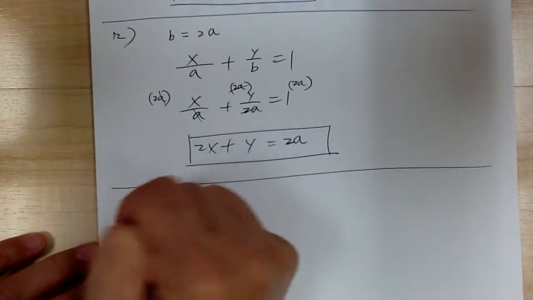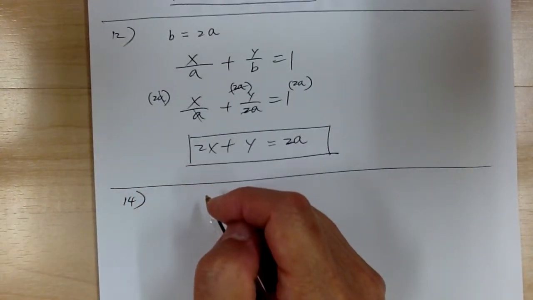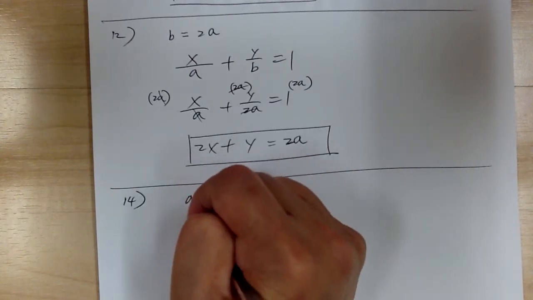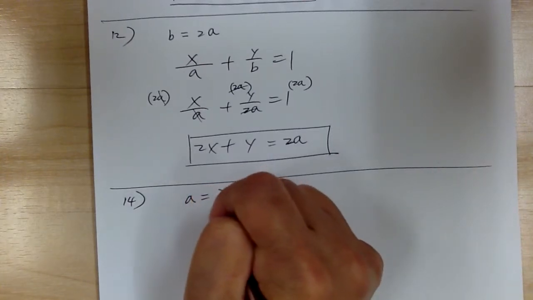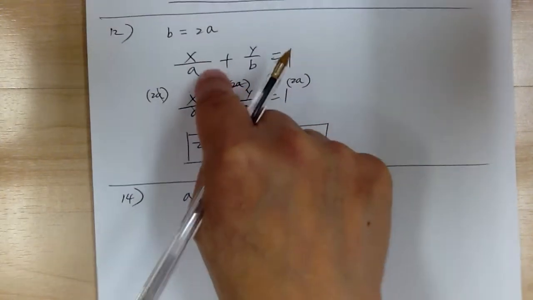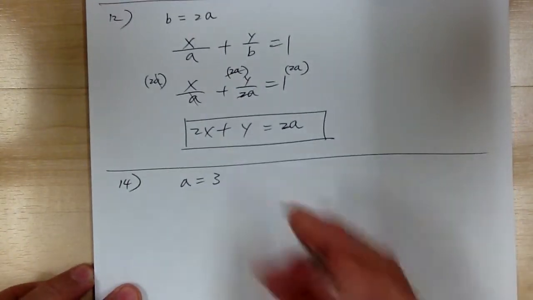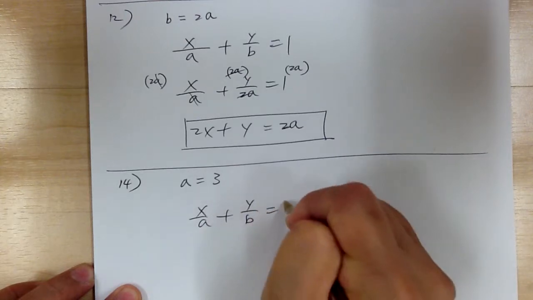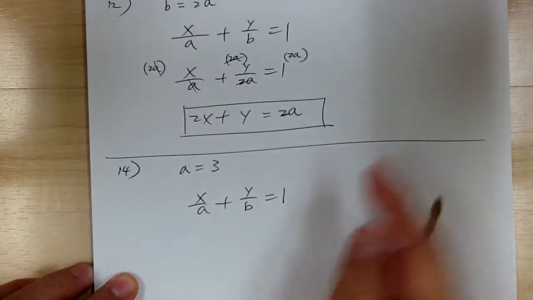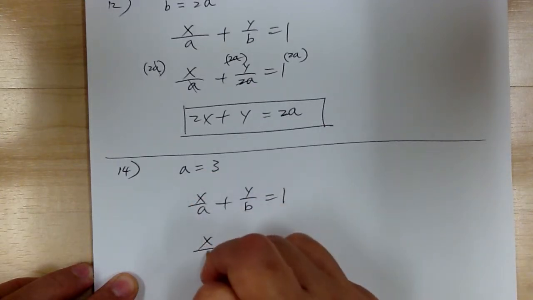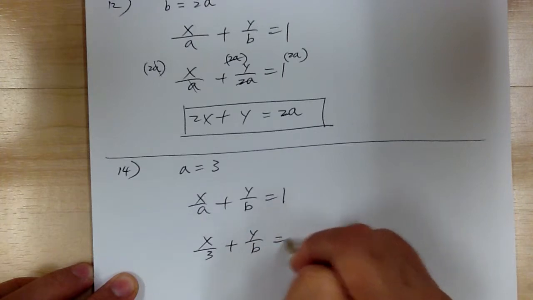Okay, let's go to number 14. The x-intercept is equal to 3, so a is equal to 3. Now this one has only one piece of information it's giving, so you can use the same form. You got x over a plus y over b equal to 1. So you start out with your equation, then you substitute. It tells you that the x-intercept is 3, so a equal to 3. So you got x over 3 plus y over b equal to 1.